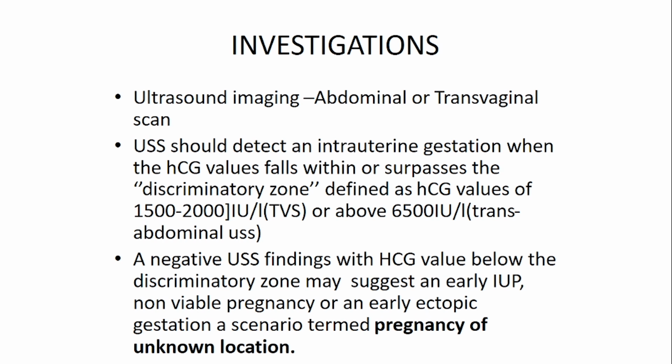international units per liter. If you do a transvaginal scan, one should be able to pick an intrauterine pregnancy. Whereas for a transabdominal scan, with a value of HCG more than 6,500 international units, you also should pick the intrauterine pregnancy. So if you have such cases and you're unable to pick the intrauterine pregnancy with either the transvaginal scan or the transabdominal scan, then ectopic pregnancy is highly suggestive.